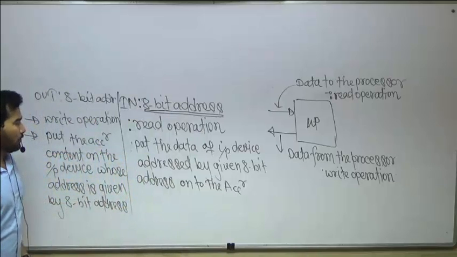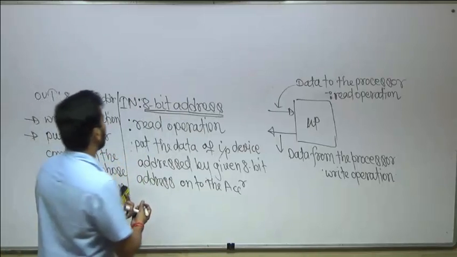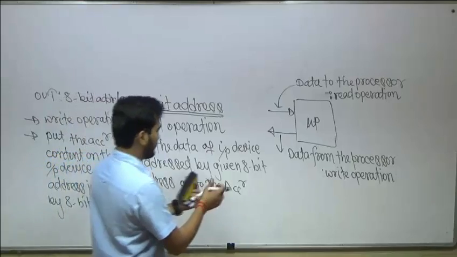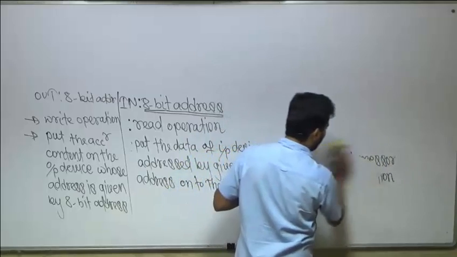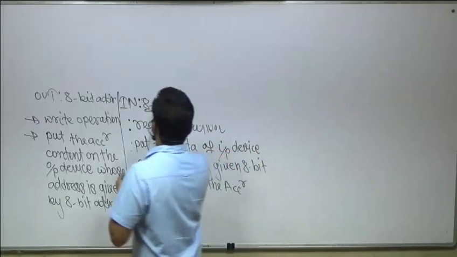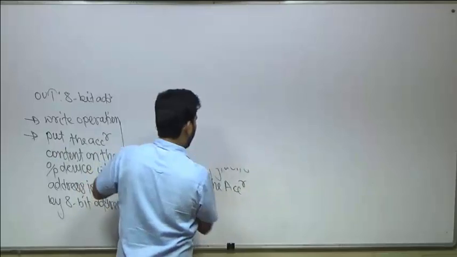Okay. IN and OUT, and load accumulator, store accumulator, these are the instructions used in memory mapped IO mode and IO mapped IO mode. One question.